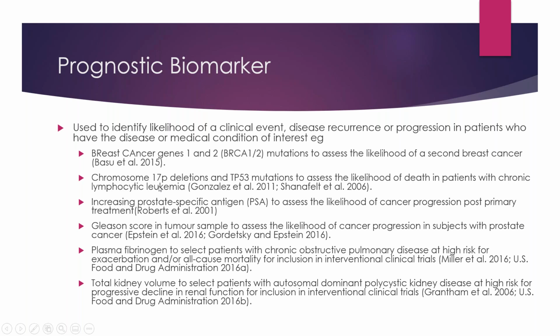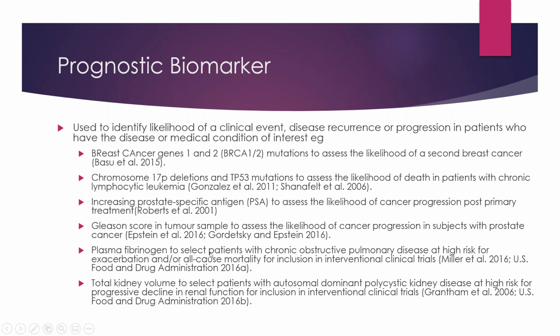In addition, chromosome 17p deletions and TP53 mutations assess the likelihood of death in patients with chronic lymphocytic leukemia. Increasing prostate-specific antigen, a plasma biomarker, assesses the likelihood of cancer progression after primary treatment in patients with prostate cancer. And similarly, a histological score, the Gleason score, in a tumour sample gives some idea of the likelihood of cancer progression in patients who have been treated for prostate cancer.